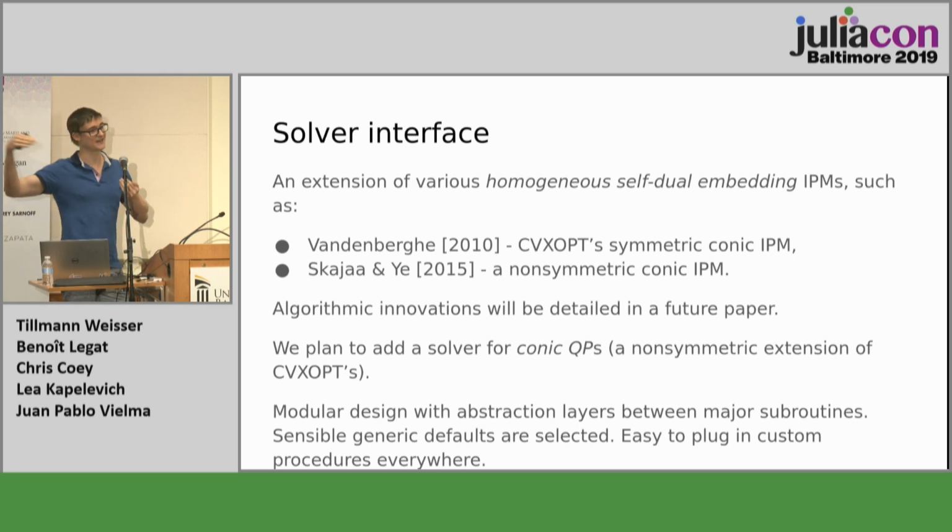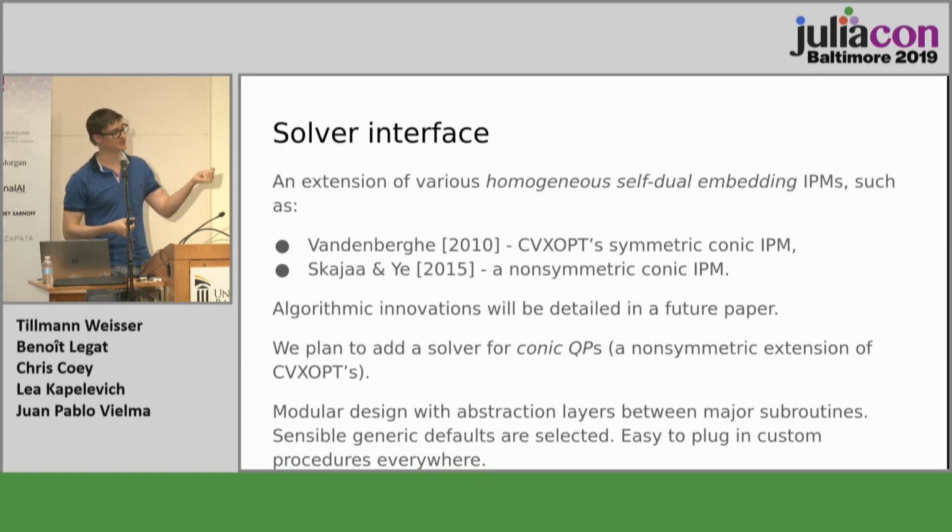But you can also define other types of solvers, and one would be for conic QPs, where in the objective there's a convex quadratic term. That is implemented for symmetric cones in CVXOpt, and we want to do a non-symmetric extension of that. So Hypatia is designed to be very modular, and there are abstraction layers between all these major subroutines. So you can plug in your own routine anywhere. For example, you could utilize the structure of your problem to do faster linear system solves.